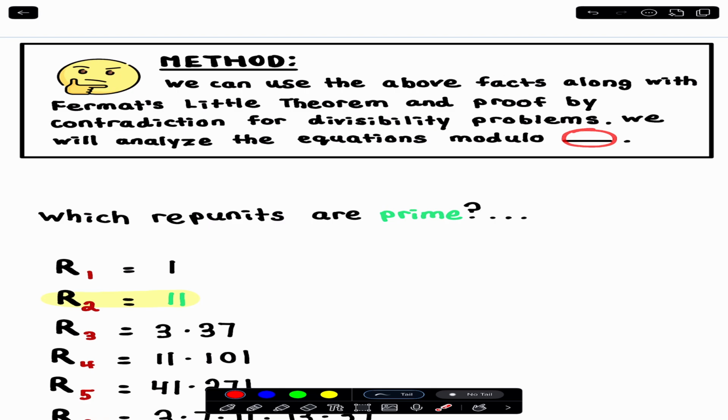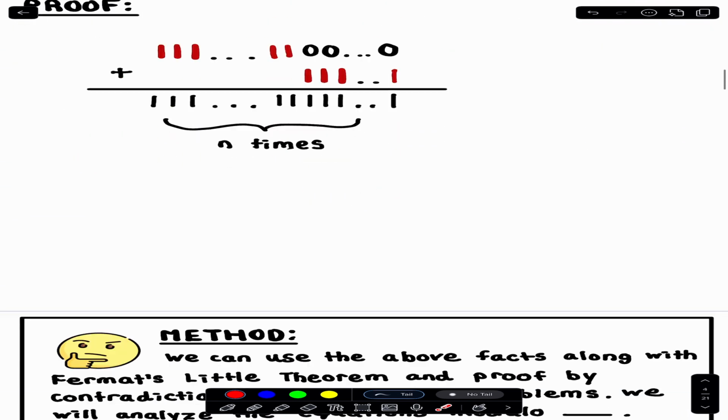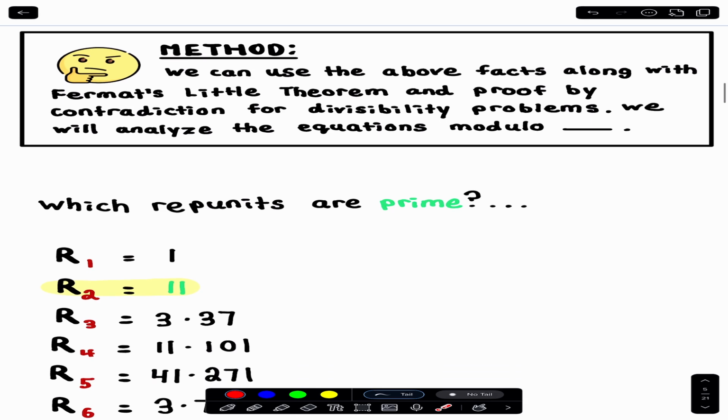And the reason I leave this blank is because you don't always analyze the equations modulo something. So it really depends on the problem. Sometimes we'll be looking at it mod 4, mod 7, mod 2, mod 3. So it just depends on the problem. But what we can always do is basically use Fermat's little theorem, proof by contradiction, and some interesting key facts about rep units.